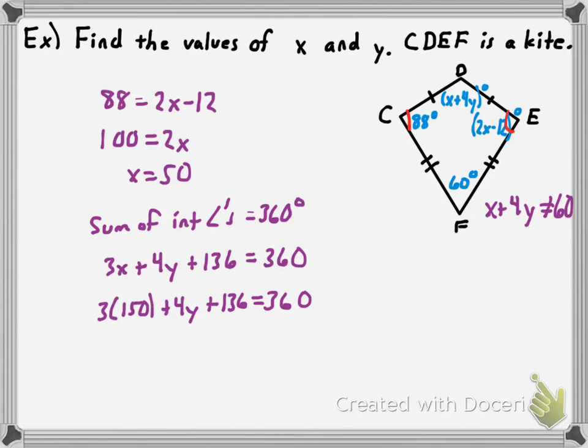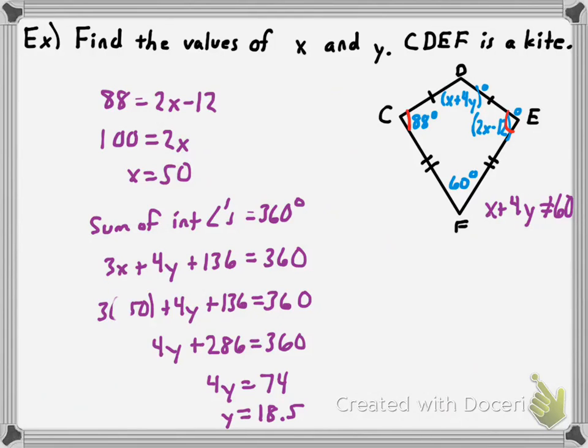Then we'll combine our like terms and we'll say then that 4y plus, now this is going to be 450 plus 136. Whoops, I already did the multiplication when I substituted accidentally, didn't I? That's supposed to be 3 times 50. So 150 plus 136 is 286. And so then we'll get 4y equals 74, is that right? And then y is going to be equal to 18.5 then.